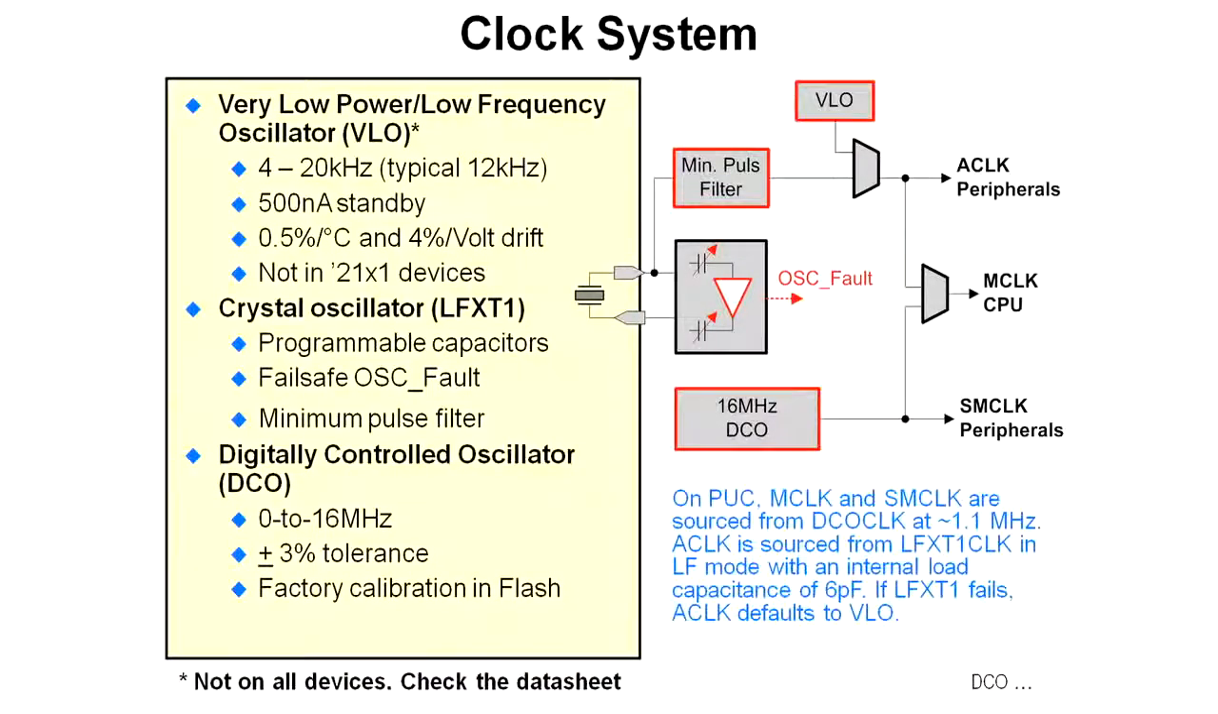So, what are the capabilities of each of those different clocks? The very low power, very low frequency oscillator, the VLO, goes from 4 to 20 kilohertz, typically in the 12 kilohertz range, 500 nanoamp standby current, 0.5% per degree C, and 4% per volt drift. Those are not in the 21X1 devices. The crystal oscillator has programmable capacitors built into it. It's also a fail-safe. Should the crystal break, the oscillator will fault, and you'll switch over to another running device on the part.